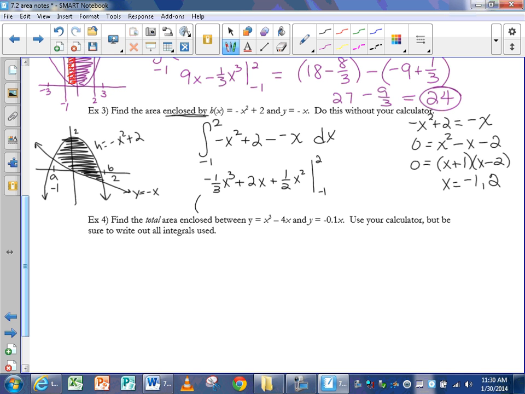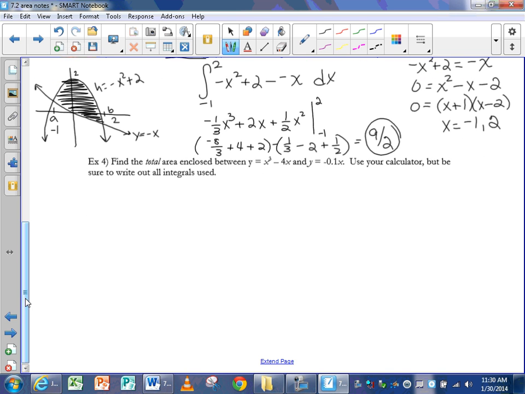from negative 1 to 2. If I plug in 2, I'm going to have negative 8/3 plus 4 plus 2. When I plug in negative 1, I'm going to have, let's see, a positive 1/3 minus 2 plus 1/2. And then if I evaluate all of this, trust me on this, I'm going to end up with 9/2. And that's just arithmetic. You can check it on your calculator if you'd like. But that ends up being 9/2. And there's the area of my region.